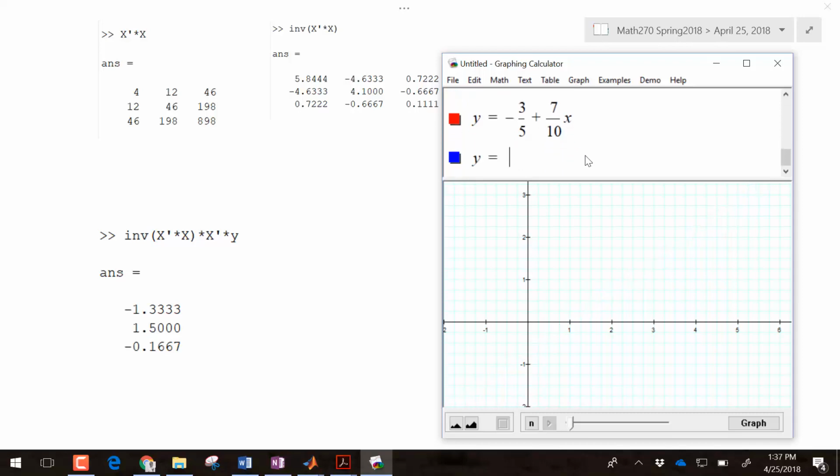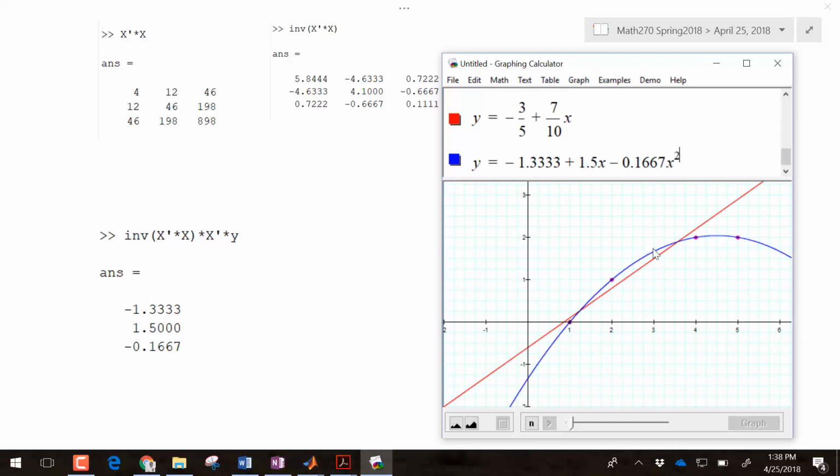So our y should equal negative 1.3333 plus 1.5 times x, and then minus 0.1667 times x squared. Wow, they all lie in line?